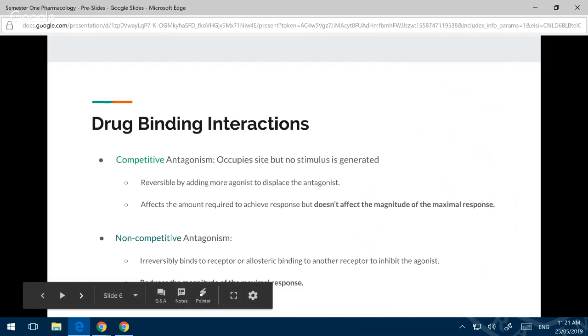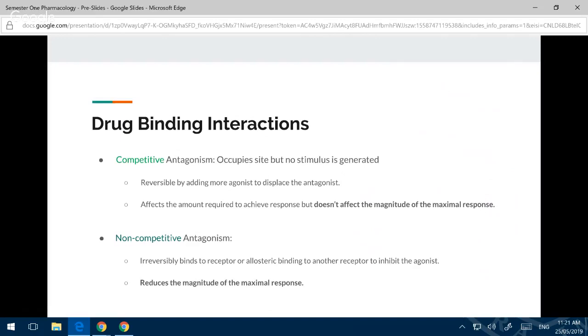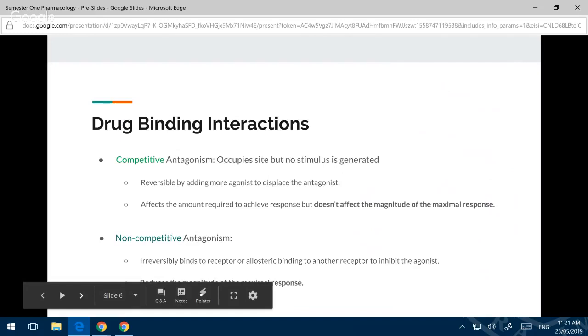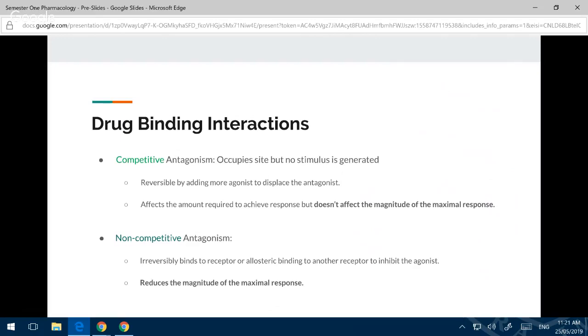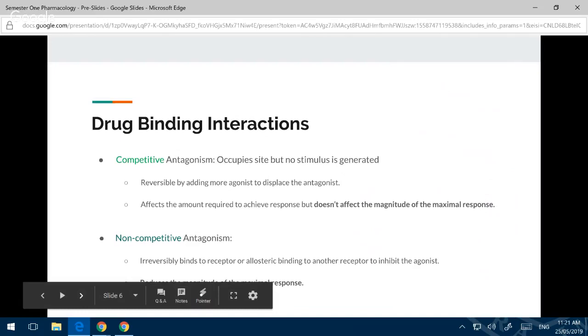So competitive antagonism is when the drug occupies a site but no stimulus is generated. And these can be reversed by simply adding more of an agonist to displace the antagonist. So think of them as simply sitting in the receptors, blocking the NT from binding. And a non-competitive antagonist irreversibly binds to the receptor, or it can be allosterically bound. And this inhibits the agonist and reduces the overall magnitude of the maximal response. Okay, and here's just a diagram to demonstrate how these two are different.